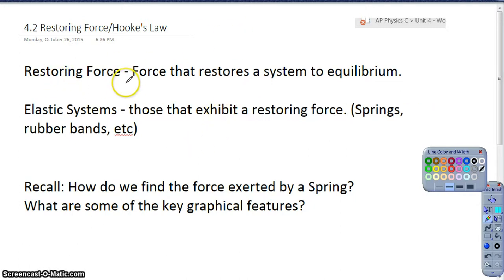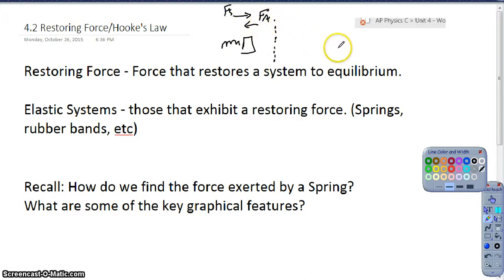But anyway, restoring force is any force that restores an object to equilibrium. So the common situation that we hopefully all realize is a spring system, right? If I compress a spring this way, then the restoring force is pushing it back towards its equilibrium position, which would be somewhere maybe over here, right? So if I've compressed it with an applied force, we know the spring force would be pushing back opposite that direction.